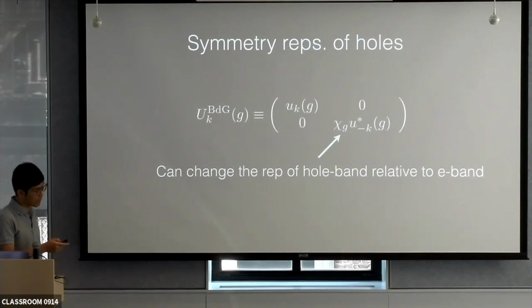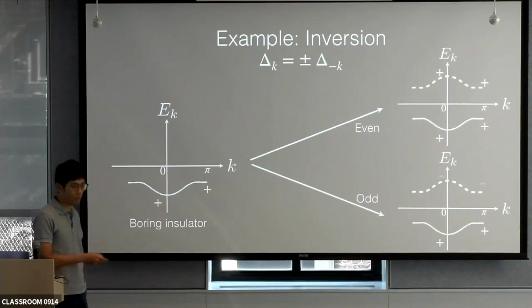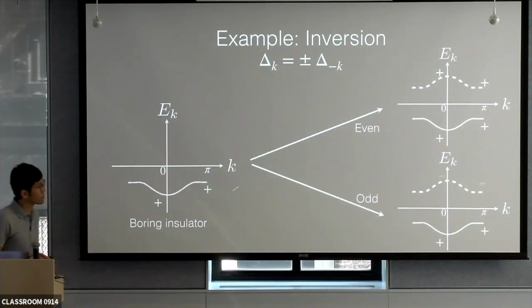And now we can stare at this and realize that physically, this part corresponds to the electron states, and this is really the hole states. And the chi_g has the physical meaning that we can actually change the relative representation of the electron band and the hole band. To be a little bit more concrete, let me start with this one-dimensional example with only inversion symmetry. This is like a theoretical trick in which I imagine I have a boring insulator, but I declare I have some superconductivity. So it's like a purely theoretical gadget.